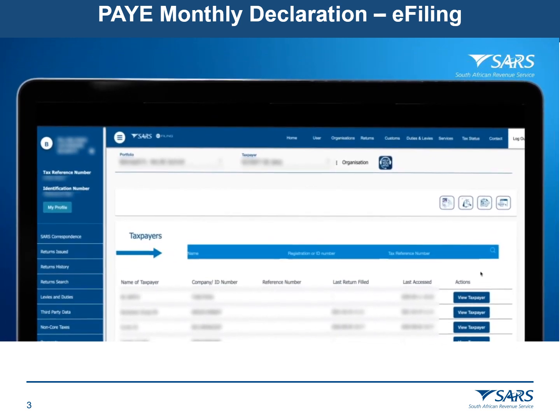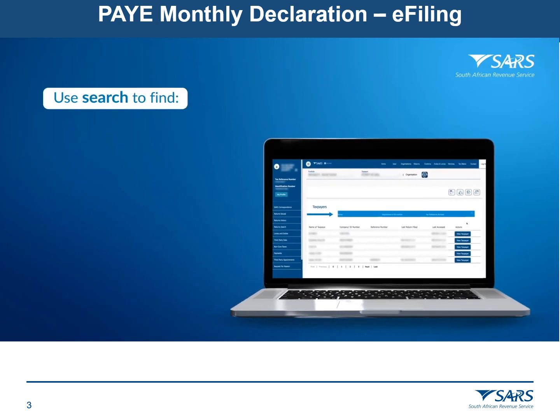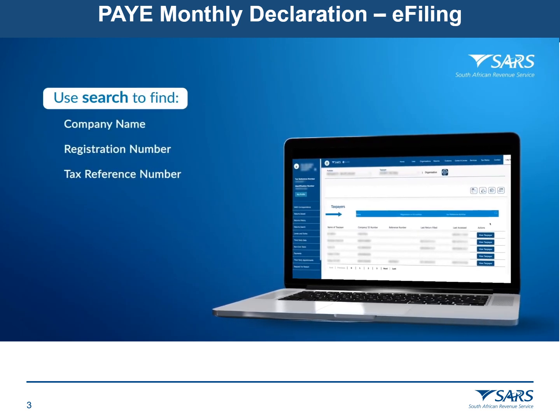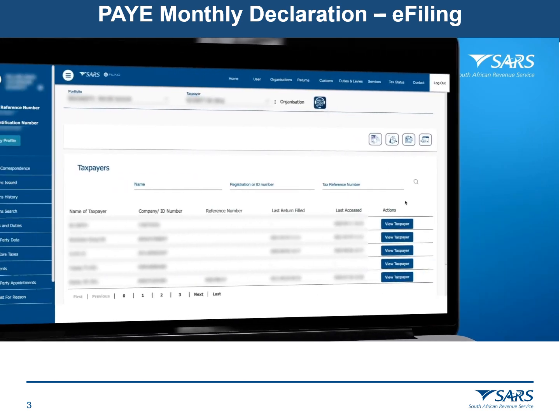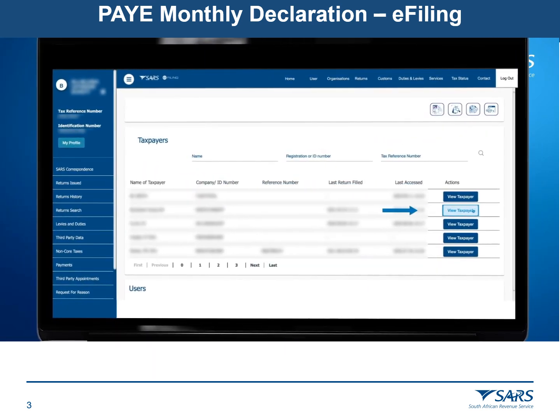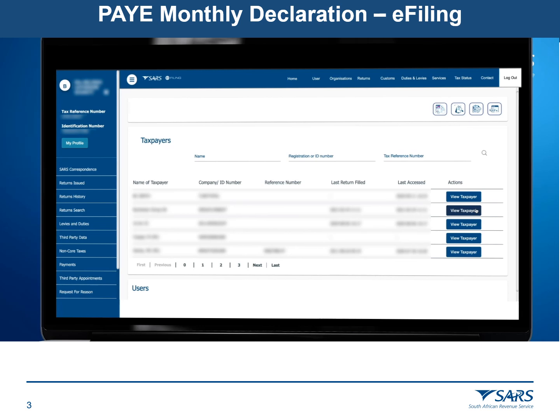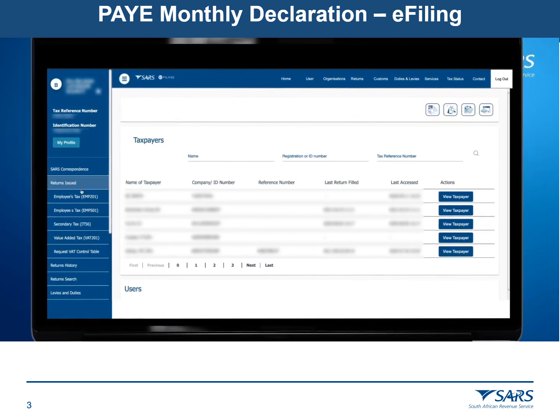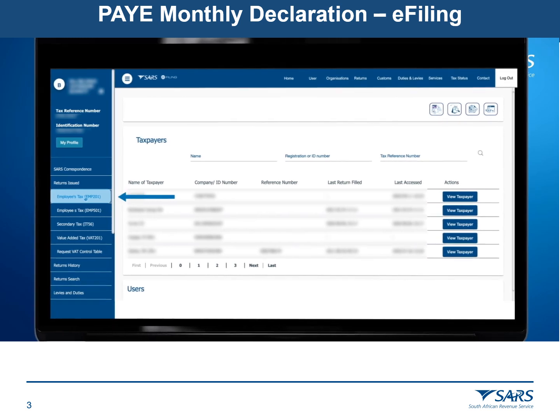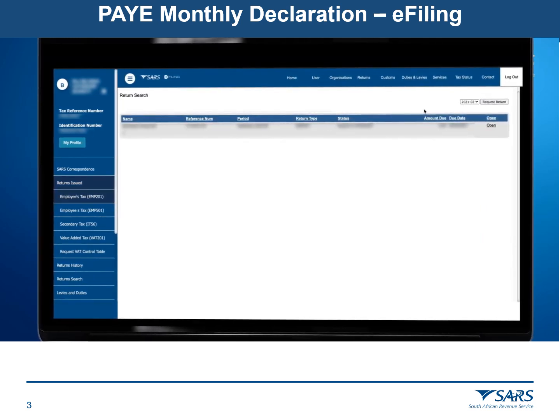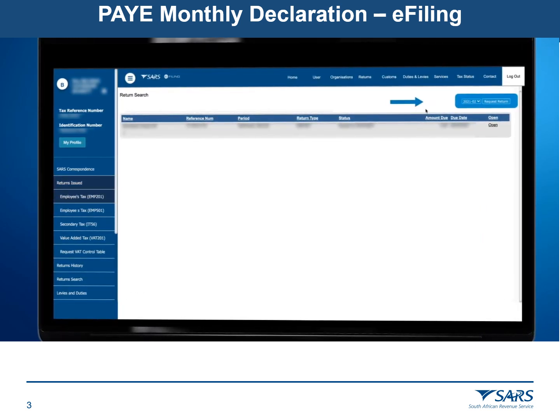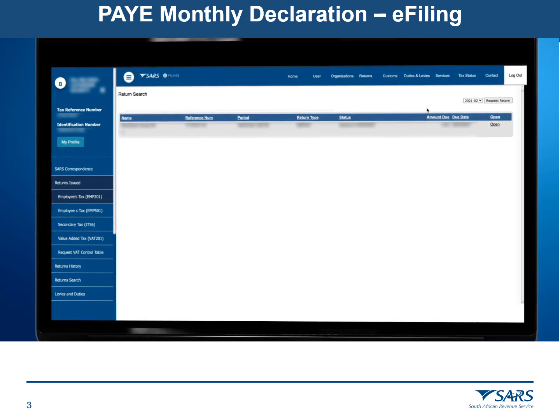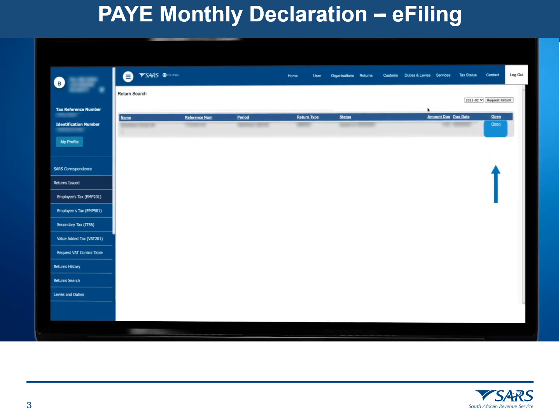You can use the search function to look for a specific taxpayer using one of the following: company name, registration number, tax reference number. Once you have found that taxpayer, click View Taxpayer. Your return can be accessed by clicking on Returns, then Returns Issued, and then Employees Tax EMP 201. On the next screen, you must select the period and click Request Return for the correct return to be displayed. Once the search result displays, click on Open.